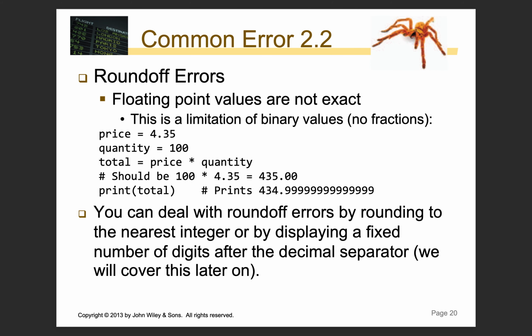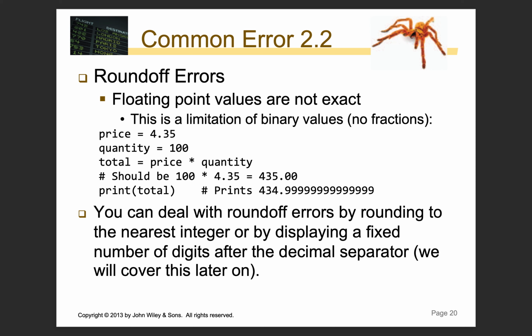The second kind of error that's quite common is rounding off errors. Computers store infinite precision values in finite precision. Floating point values basically are not exact. And this is a limitation of a finite amount of space, as well as storing things in binary.